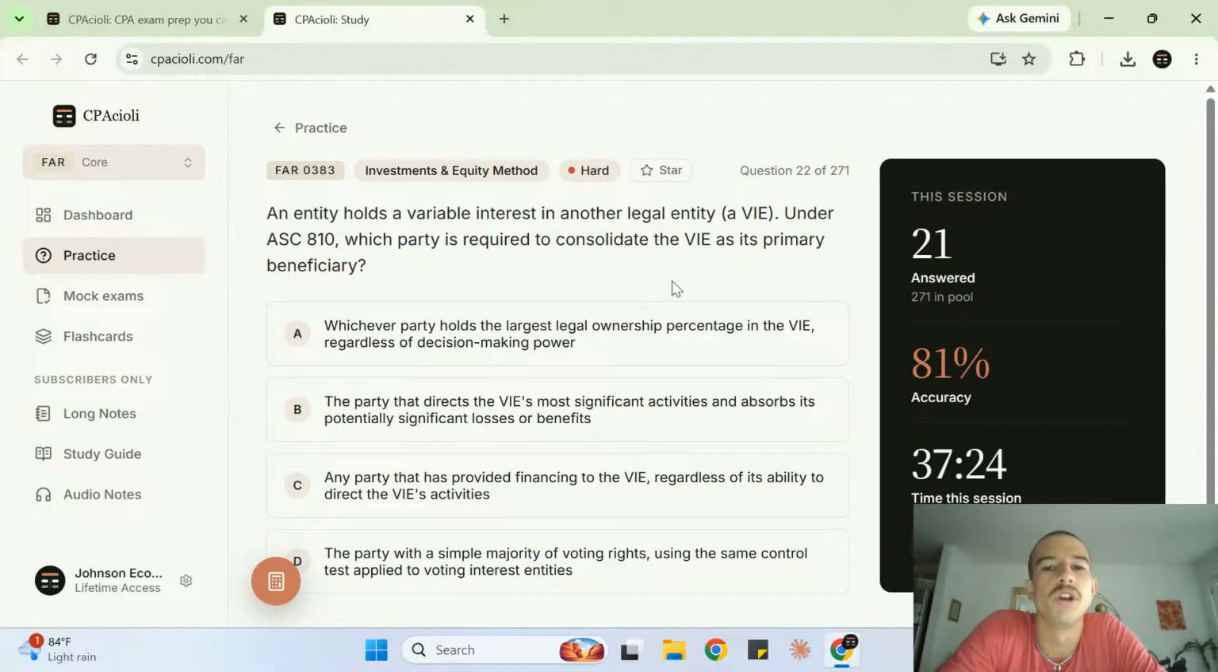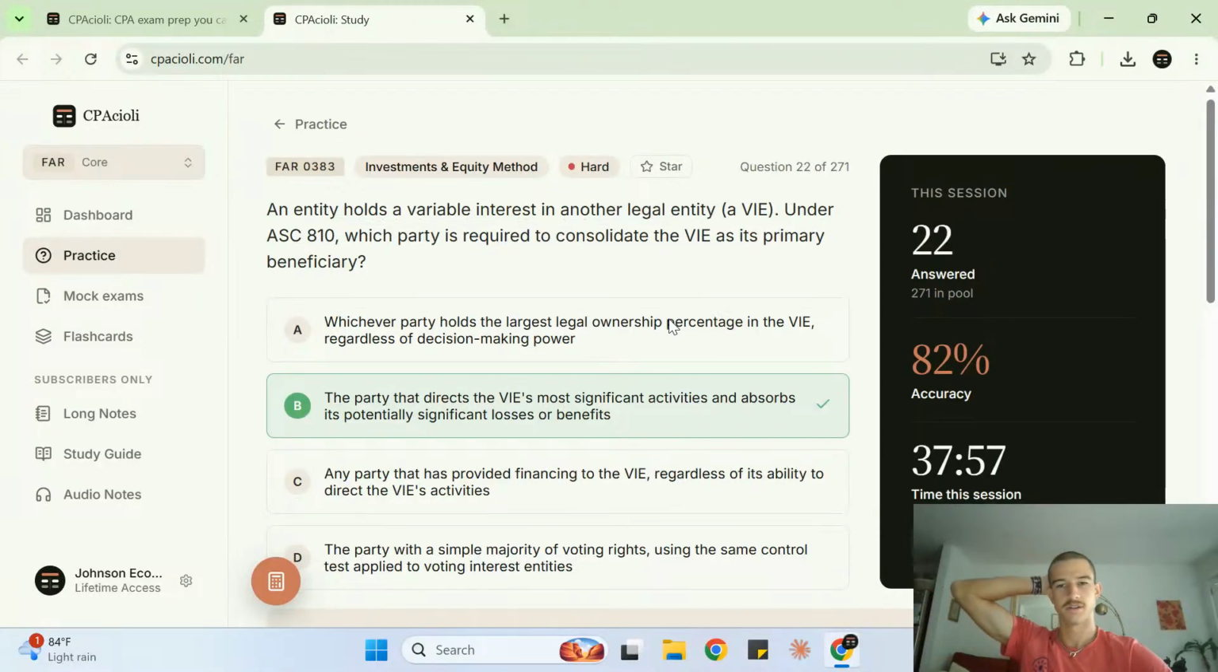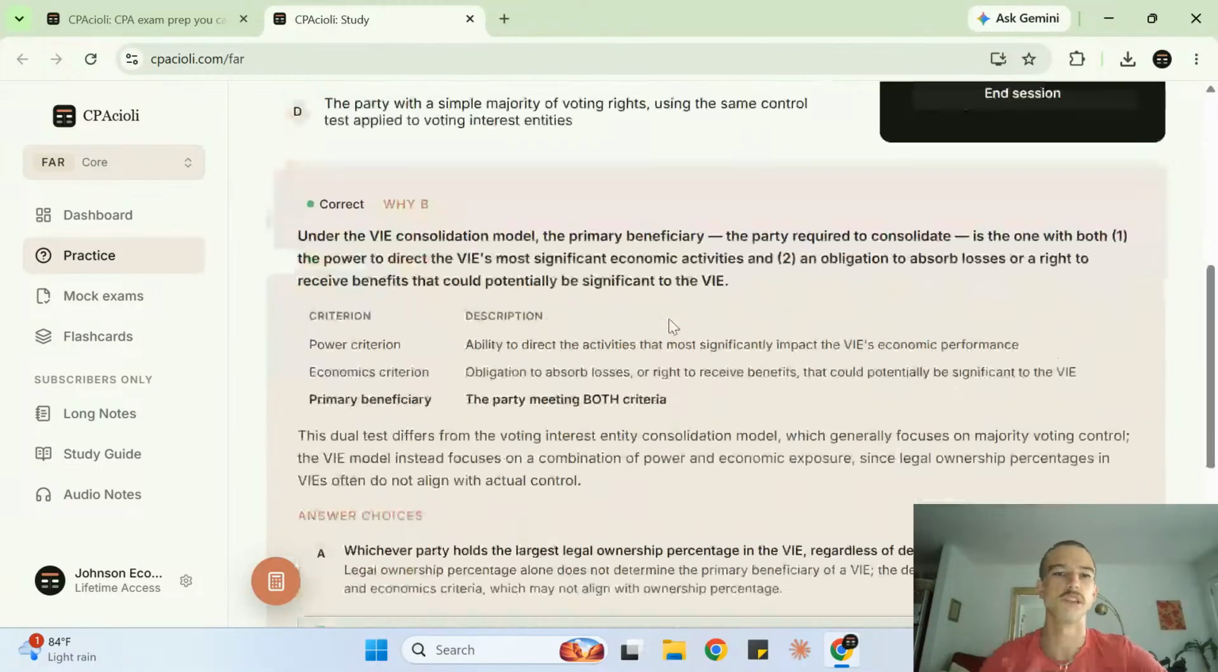An entity holds a variable interest in another legal entity. Which party is required to consolidate the VIE as its primary beneficiary? Yeah, the party that directs the VIE's most significant activities and absorbs its potentially significant losses or benefits.